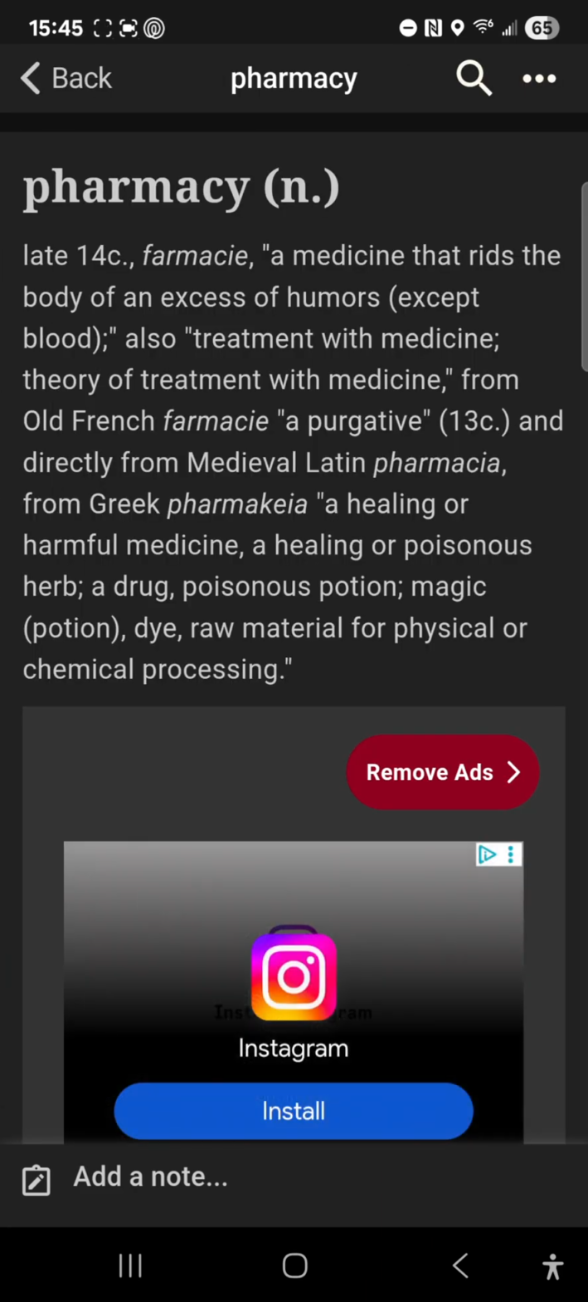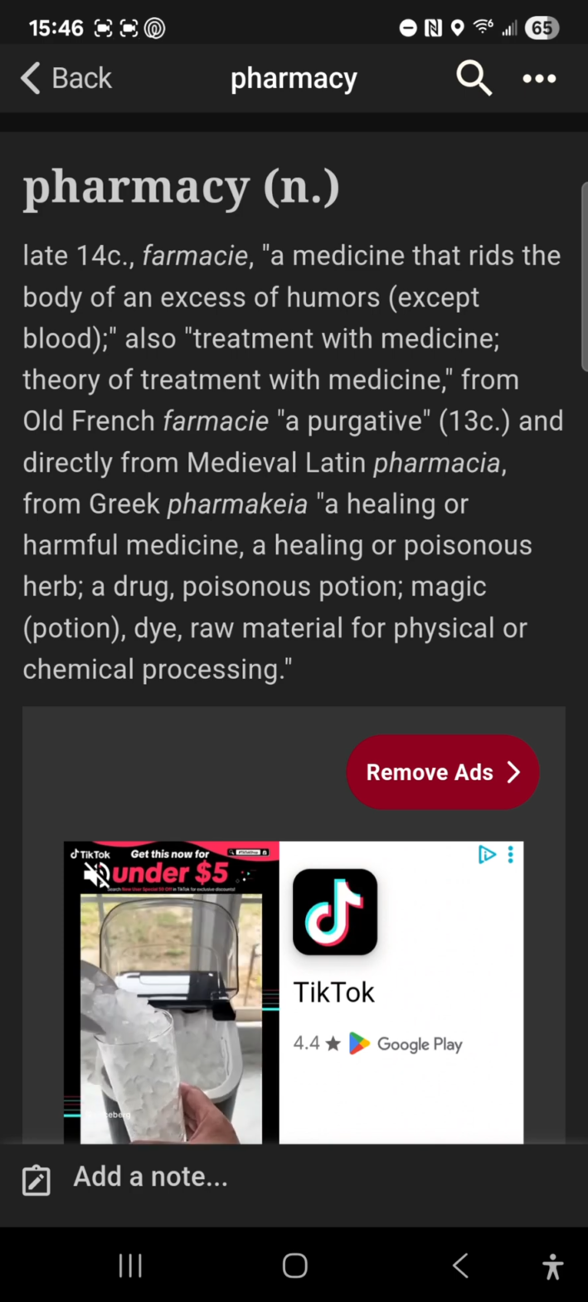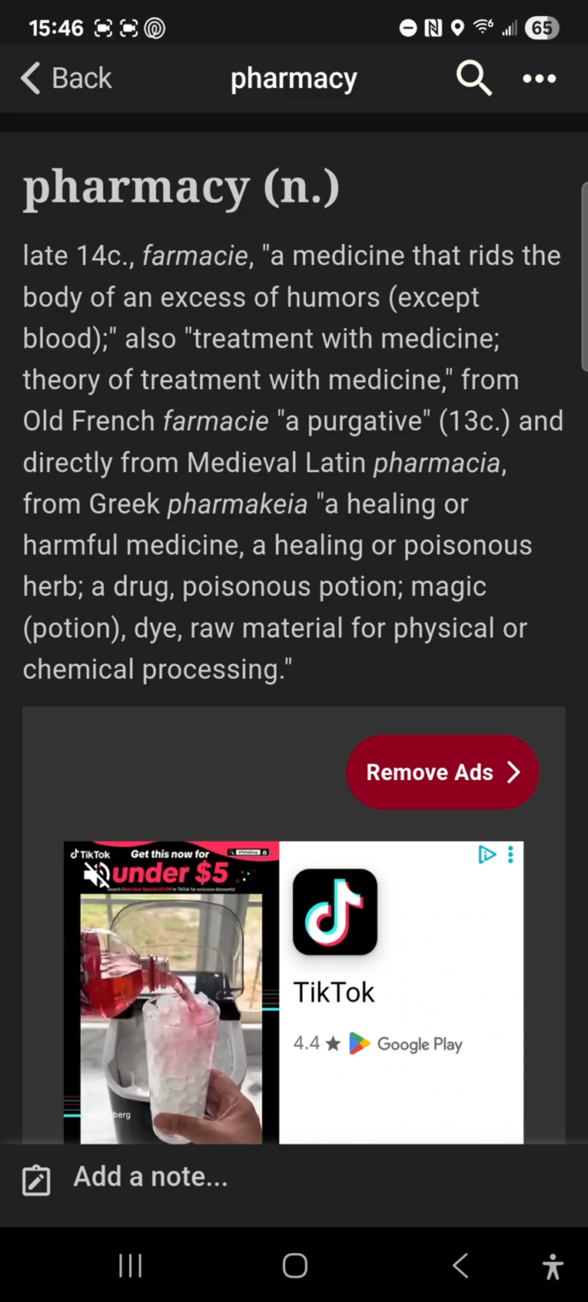So in the late 14th century, it shows you that this is the definition of this word. That's the medicine that rids the body of excess humors except blood. Also treatment with medicine, theory of treatment with medicine. And then it tells you that it's from this old French word, pharmacy, a purgative, and that's the 13th century. And then directly from medieval Latin, pharmacia, or from Greek, pharmakeia. Okay, so when you go into the etymology, it shows you the evolution of these words.